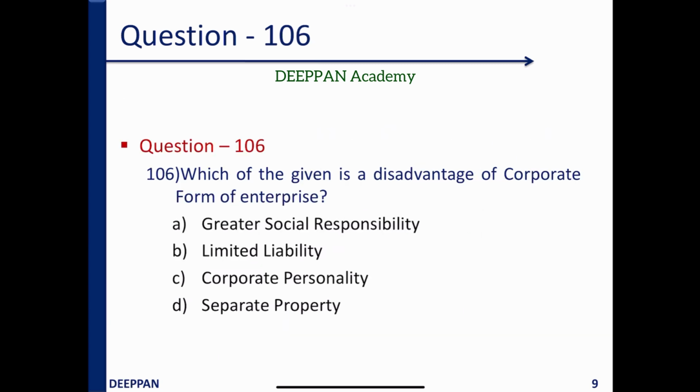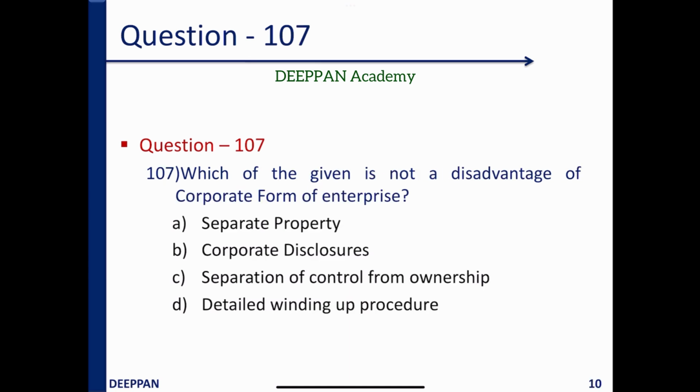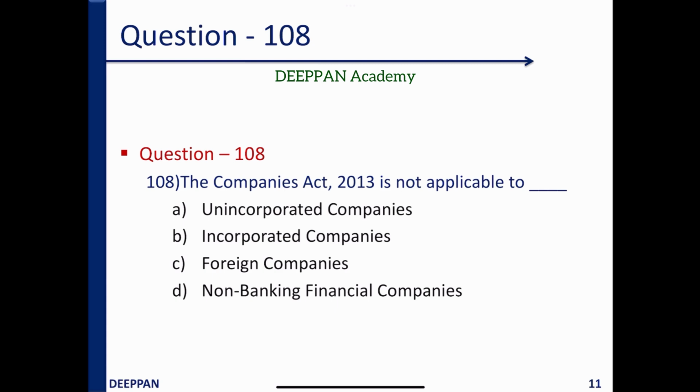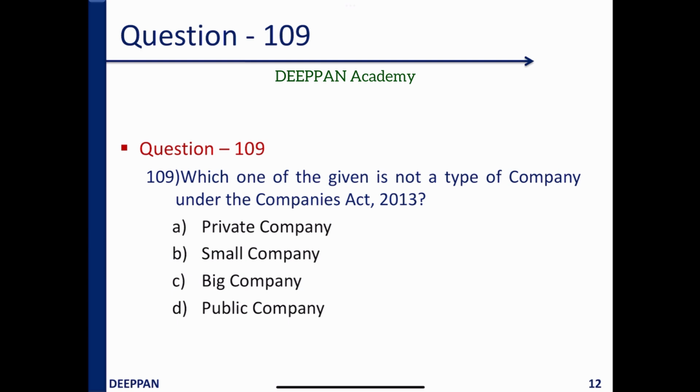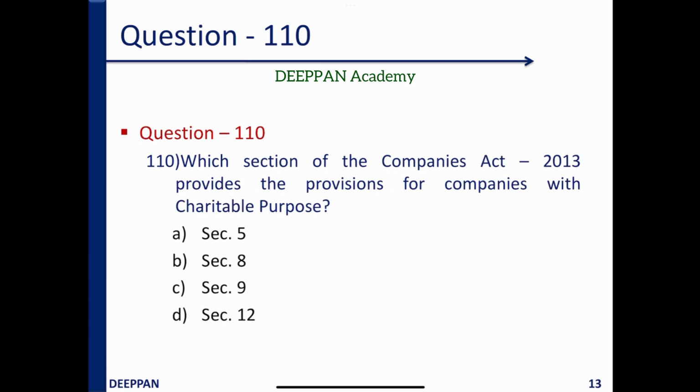Which of the given is a disadvantage of corporate form of enterprise? Greater social responsibility. Which of the given is not a disadvantage of corporate form of enterprise? Separate property. The Companies Act 2013 is not applicable to unincorporated companies. Which one of the given is not a type of company under the Companies Act 2013? Big company. Which section of the Companies Act 2013 provides the provisions for companies with charitable purpose?